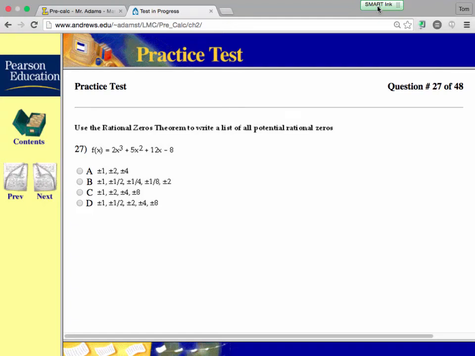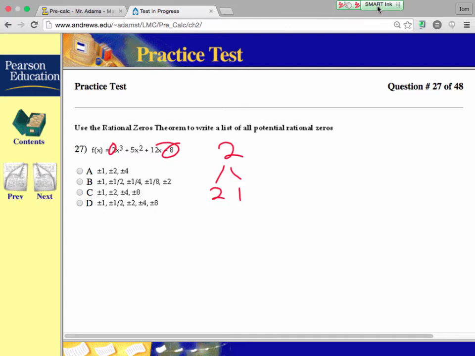Use the rational zeros theorem to write a list of potential zeros. All right, so now for this one, you just got to take the leading term and the last term and then write all the possible combinations and fractions. Okay, so you've got 2, which is really just 2 and 1. And then you've got 8, right?